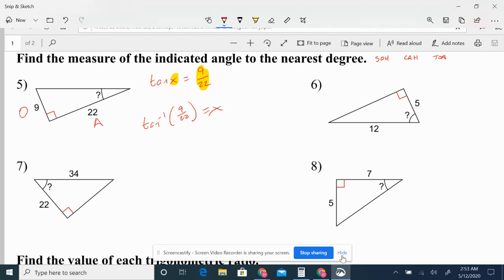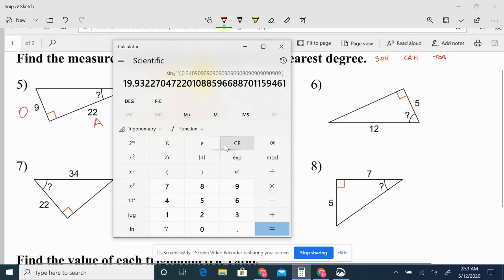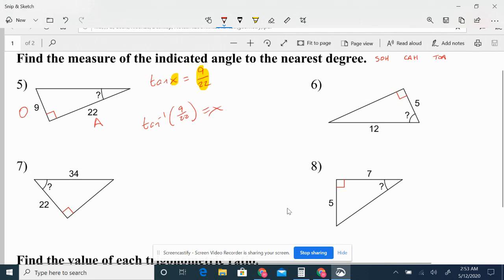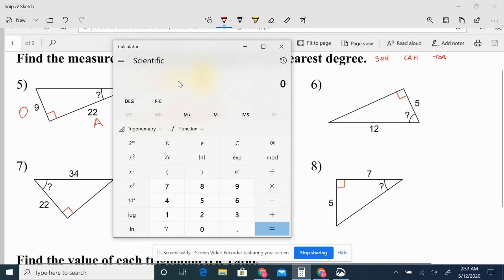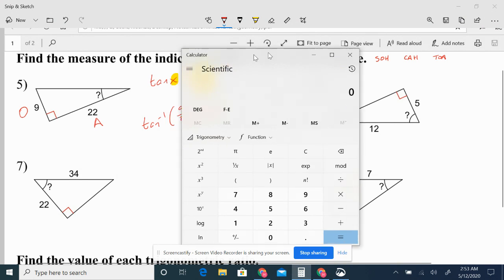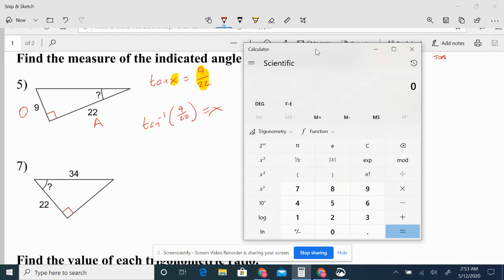All right, let me get my calculator. I'm going to move my calculator out of the way. An emphasis again, make sure you have your calculator on degrees. In my case, I have to do the fraction first. I'm going to go 9 over 22. Now press enter. It gives me a big decimal.